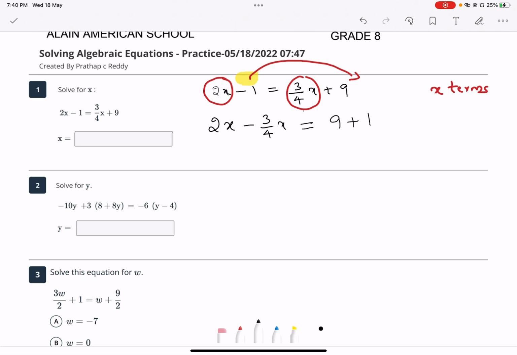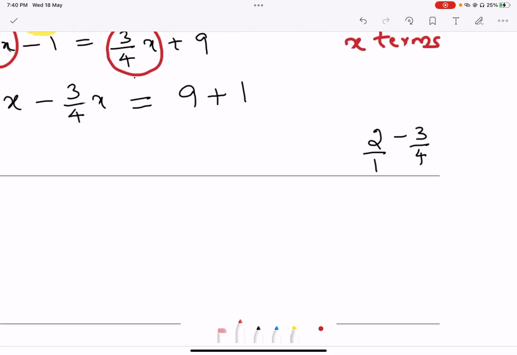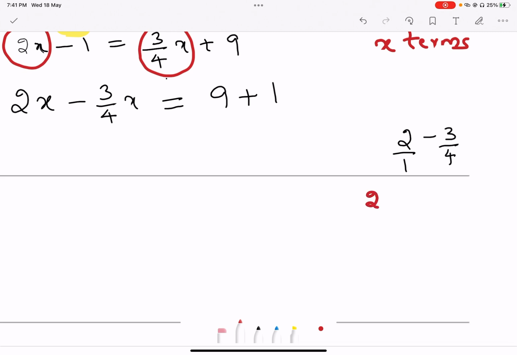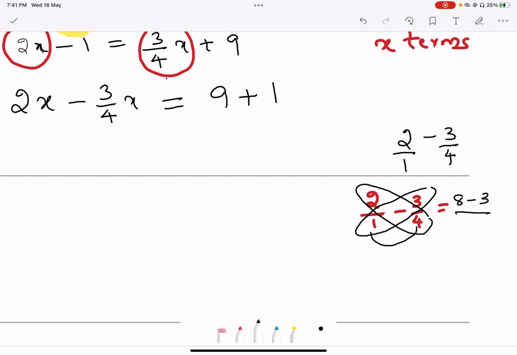Now 2x minus 3 over 4. What I need to know is how to subtract 3 over 4 from 2, which is a basic skill. I taught you the butterfly method. You can use the butterfly method, or if you know any other method like the LCM method, it's fine. How do you do this subtraction? See, 2 over 1 minus 3 over 4: 2 times 4 is 8, I have the minus sign here, 3 times 1 is 3, over 1 times 4 is 4. So this should be equal to 5 over 4.